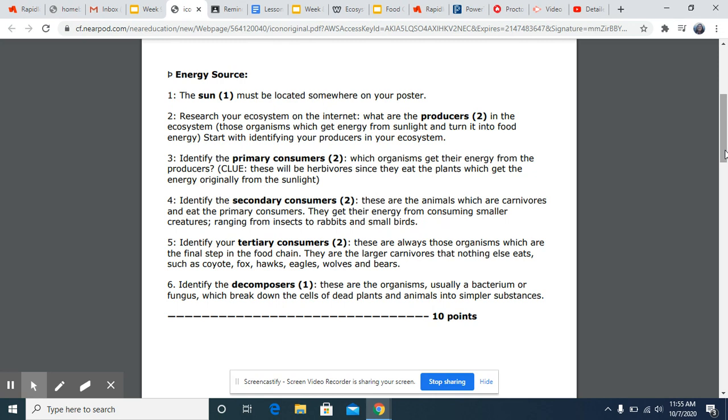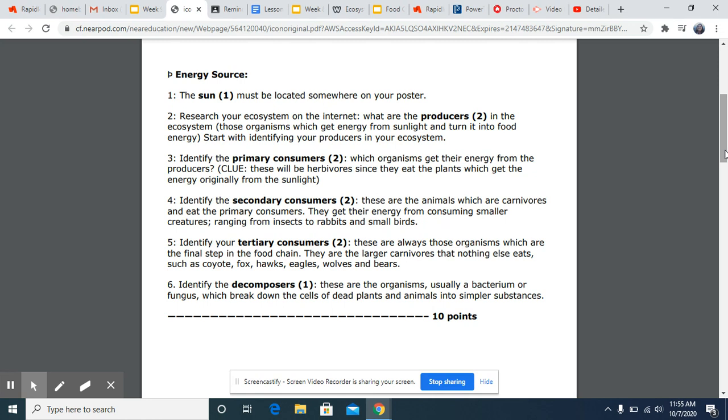Next, you're going to have 2 primary consumers. Which organisms get their energy directly from the producers? These will be herbivores since they eat the plants, which get the energy originally from the sunlight. So if you're in an ecosystem and you've got a zebra, that zebra would be your primary consumer because it only eats plants because it's an herbivore.